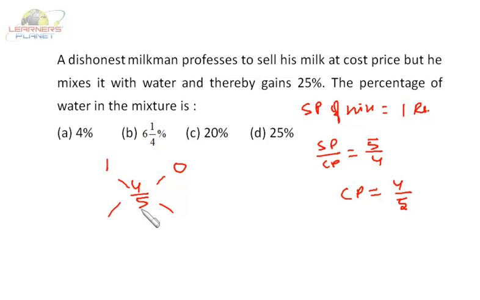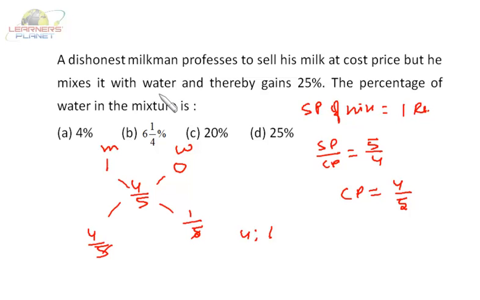So it's 4 by 1 minus 4 by 5, it's 1 by 5, and 4 by 5 minus 0 is 4 by 5. That means 4:1. This is milk, this is water. This is the price of milk, this is the price of water.